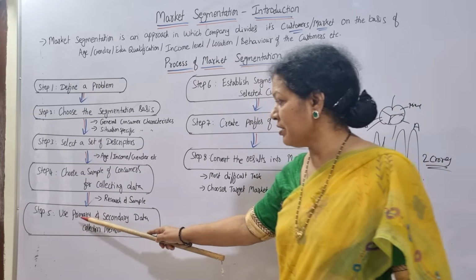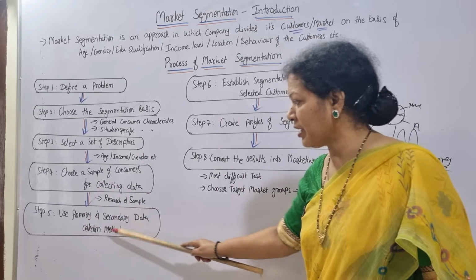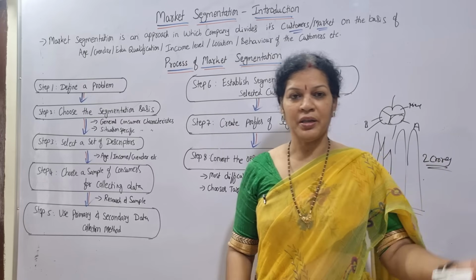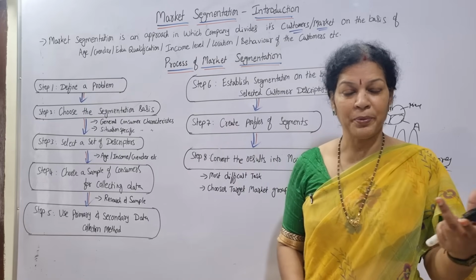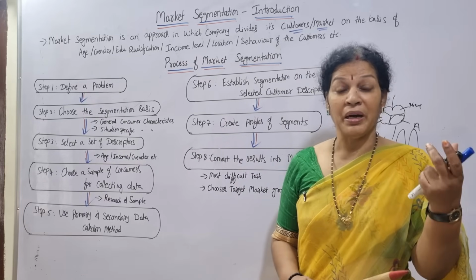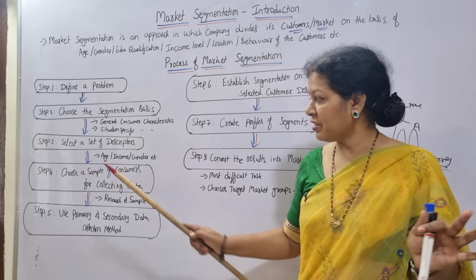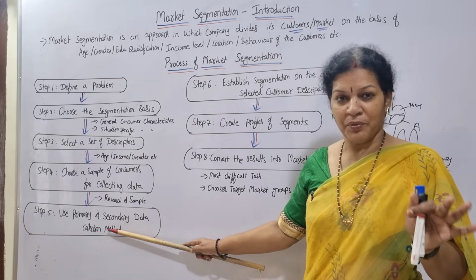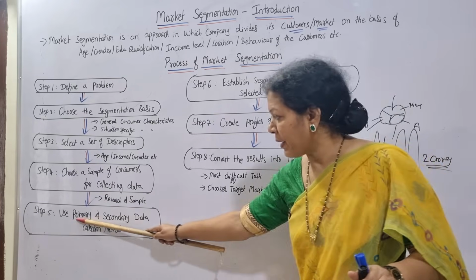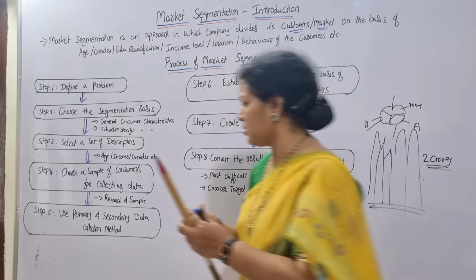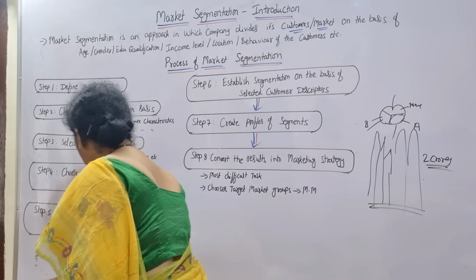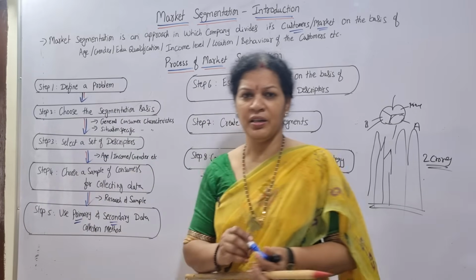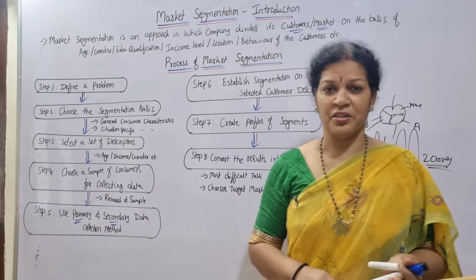step number 5, that is, use primary and secondary data collection methods. We want to collect the data to define the problem and to know the market segmentation. So for collection of data, we can use primary and secondary data, both you can use. What is primary and what is secondary data, we have learned in research methodology.